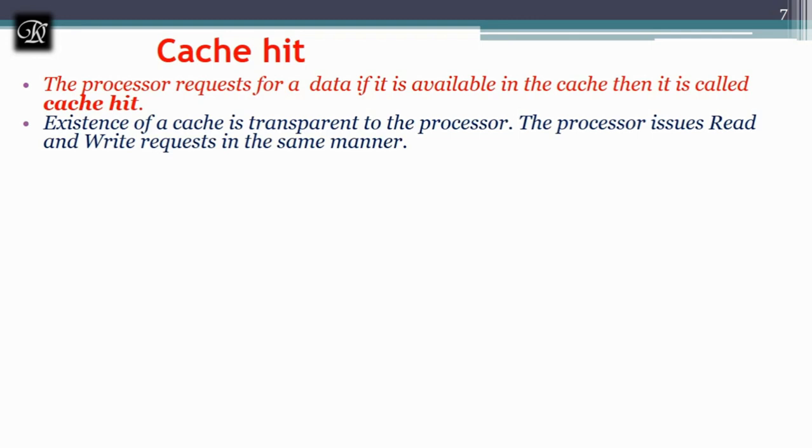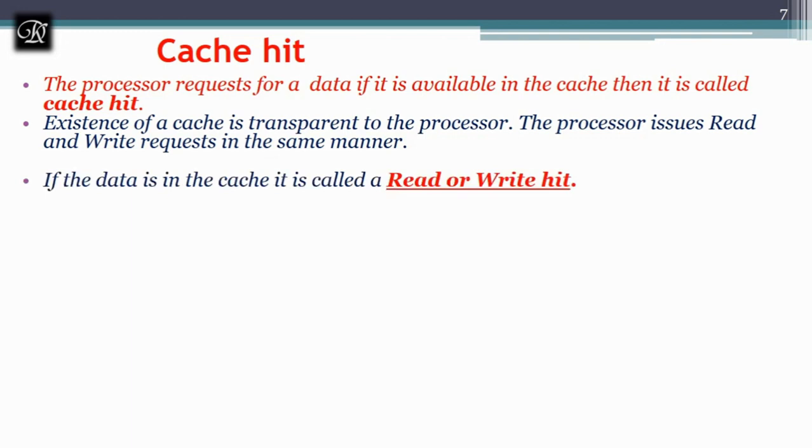Existence of cache is transparent to the processor. The processor issues read and write requests in the same manner as it was doing with the main memory. Its job is just to request, and if the data requested for a read or write operation is available, it is called a hit. What happens with a read hit? The data is obtained from the cache.